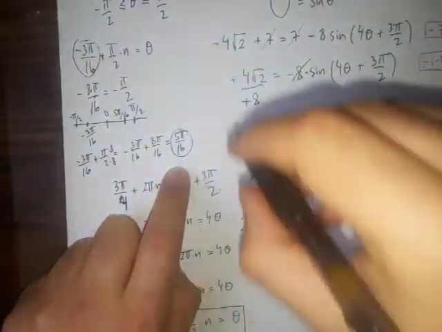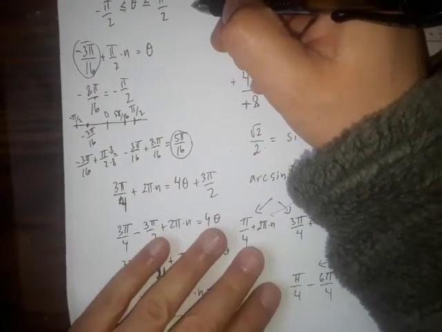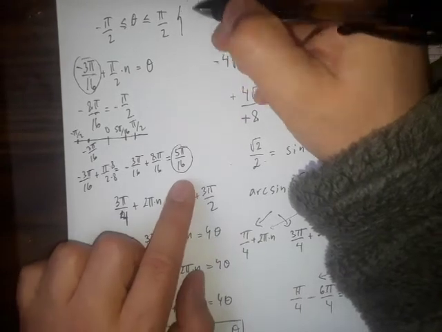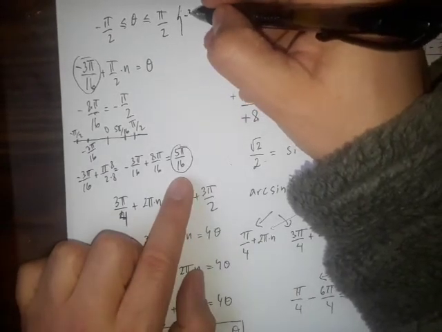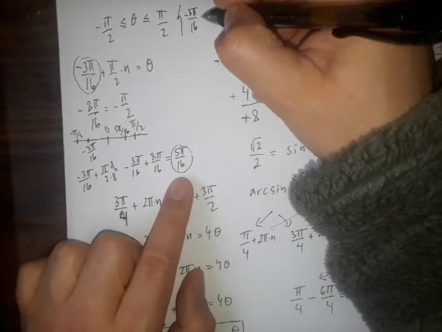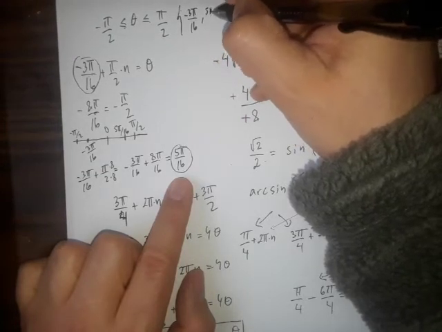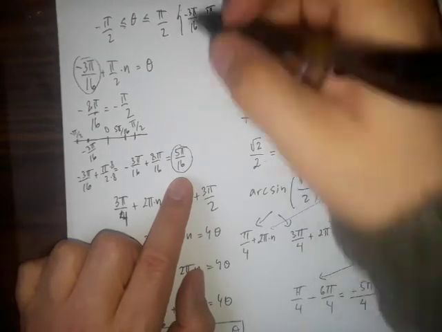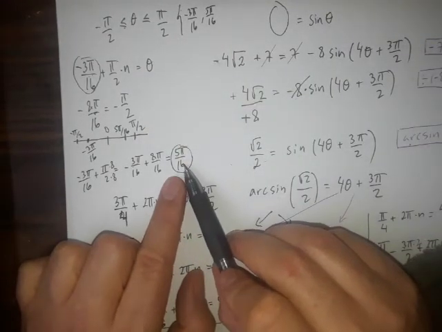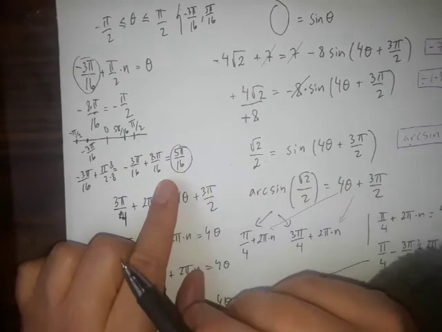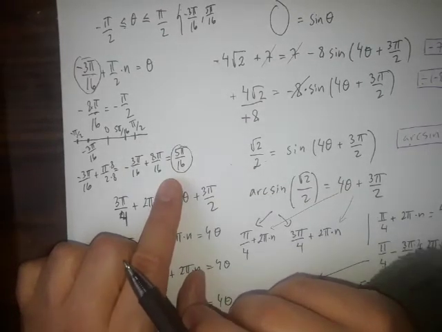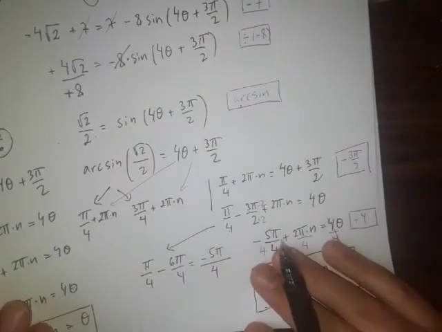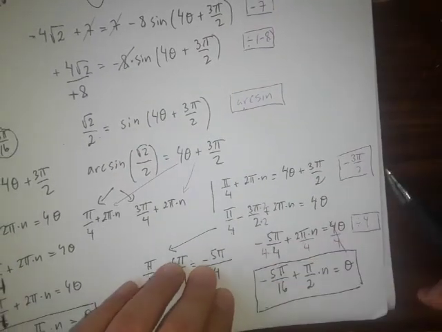So far we have, I'm gonna write it up here. So I'm gonna write the solutions I have so far. I have negative 3 pi over 16, and then I have 5 pi over 16. If I add pi over 2 to this, I'm gonna be outside of the range. It's gonna be too much. We're not done because we still have the other solution, which is here.